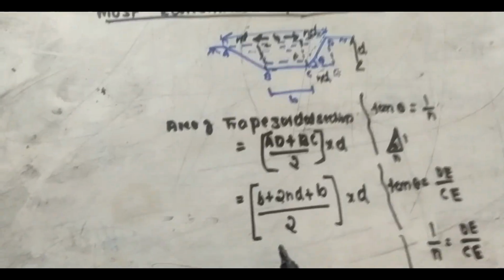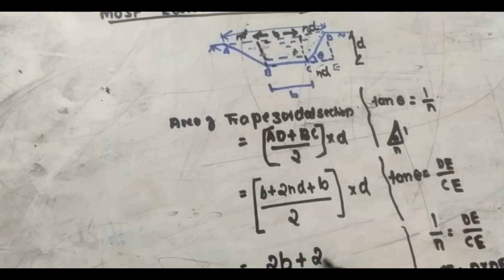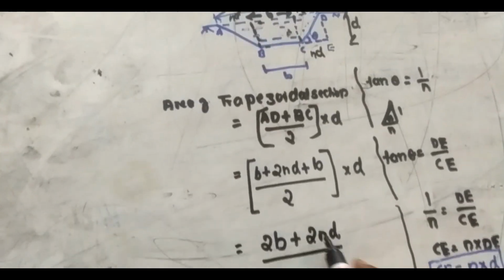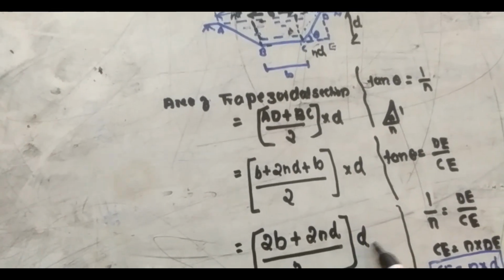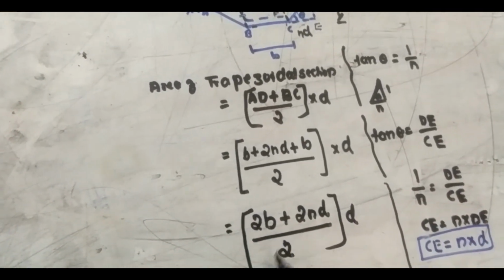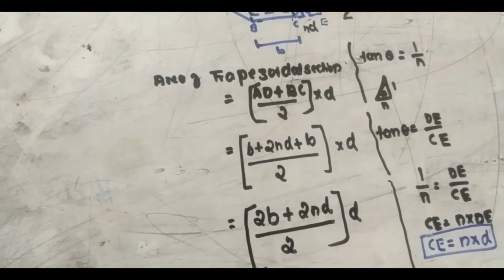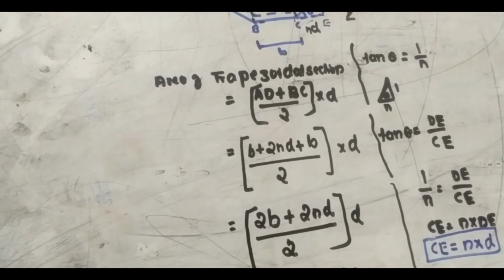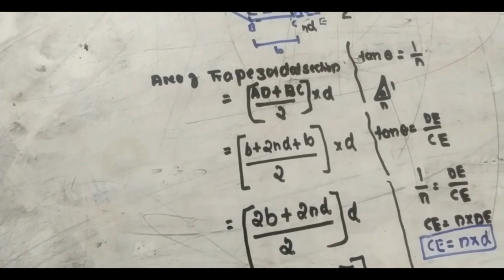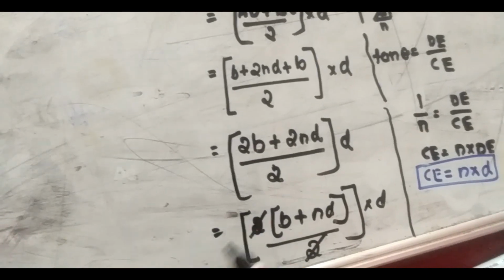B plus B becomes 2B plus 2ND, divided by 2, correct, into D. So how I will write this is, take the 2 outside: 2 outside and B plus ND divided by 2, and B plus ND divided by 2 into D. So both are cancelling each other.